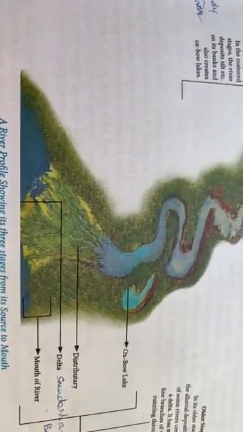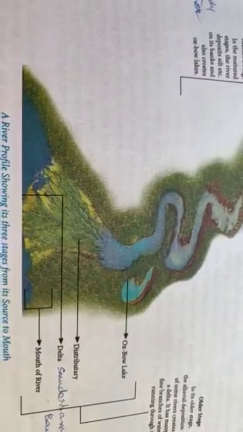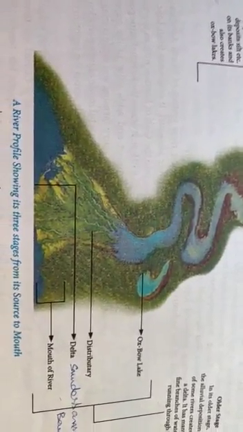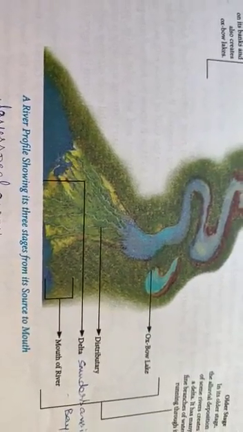Now when we are talking about deltas, children, you will remember in class 5 you learnt about the major river systems of India, and when we talk about Ganga and Yamuna, then they drain into the Bay of Bengal, and the delta thus formed over there is known as the Sundarban Delta.